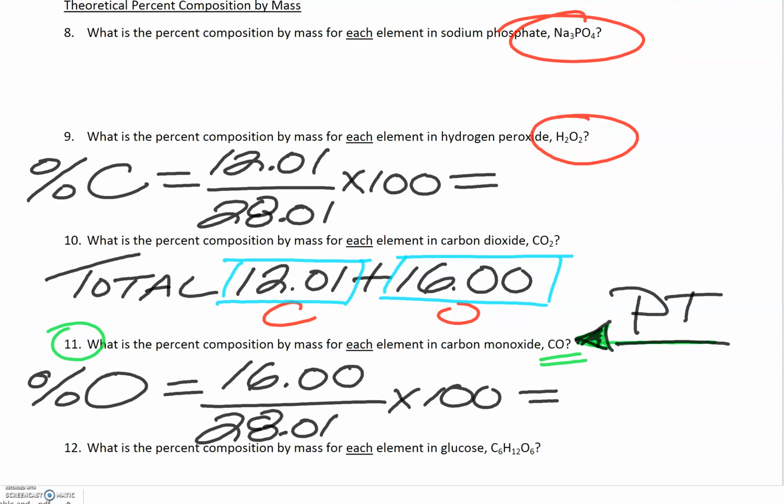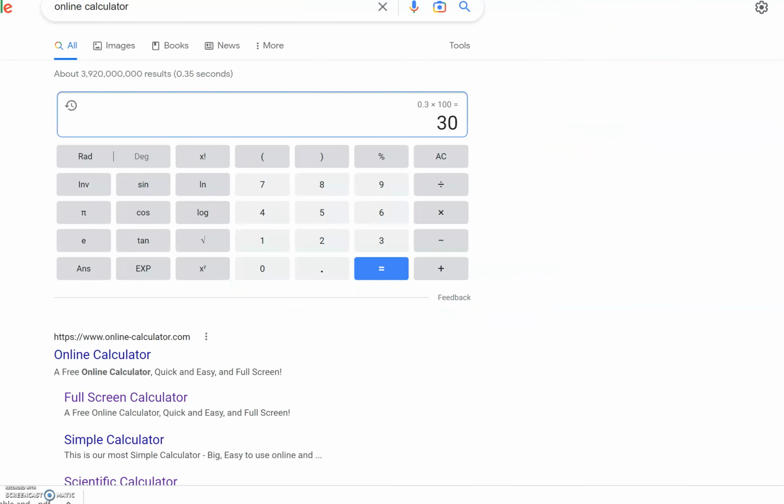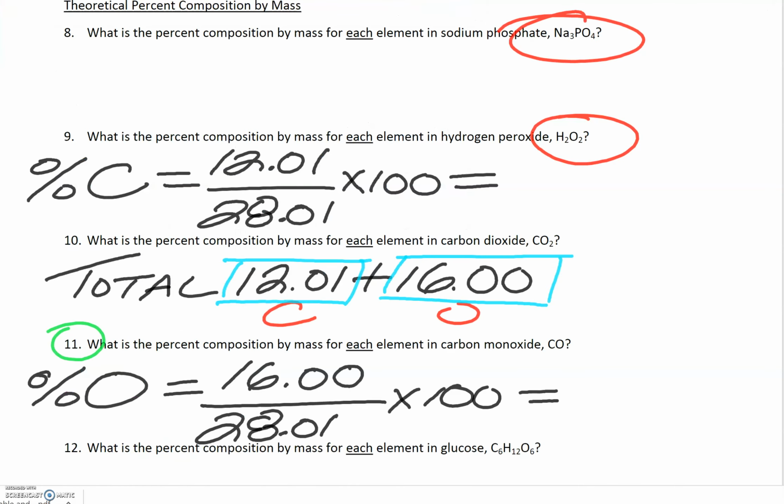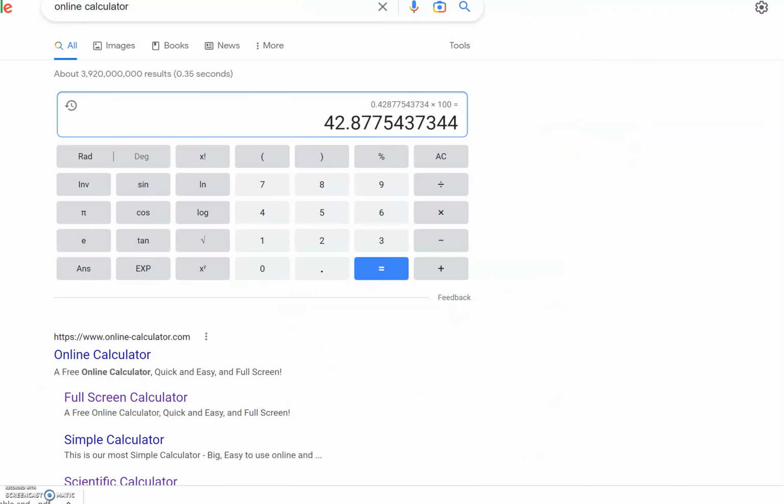So let's go ahead and clean this up a little bit, and we'll do the math. 12.01 divided by 28.01 equals, and we'll multiply that by 100. And so at this point, you've got to decide how you're going to round. You could go to a whole number, so 43. You could go to 42.9, really up to you. If you look at what we started with, we've got four values. So you could go to 4 sig figs, but it doesn't really matter. It's just up to you. So I'll just go to 43% on this one.